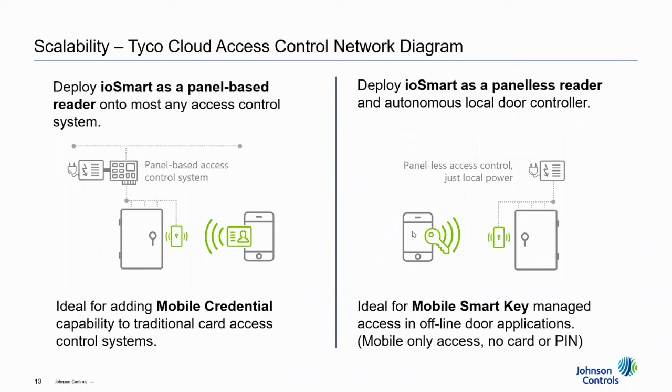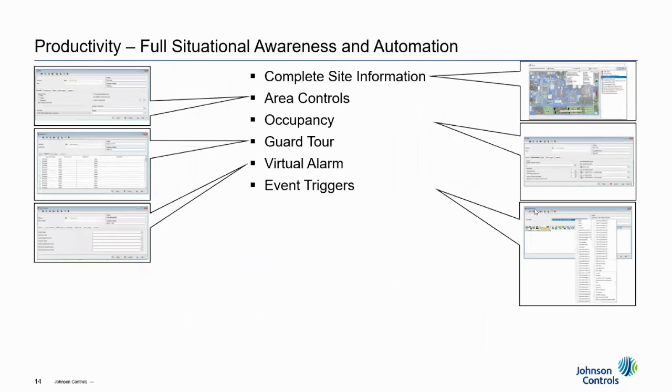At the same time, when the IO Smart Reader releases the door, the mobile app captures that information as well, and all of it is transferred in real time back to the Tyco Cloud. The Tyco Cloud administrator will be able to know this particular cardholder, which date and time, and which door this person requested to enter or exit. Hope that answers your question. Yeah, continue.